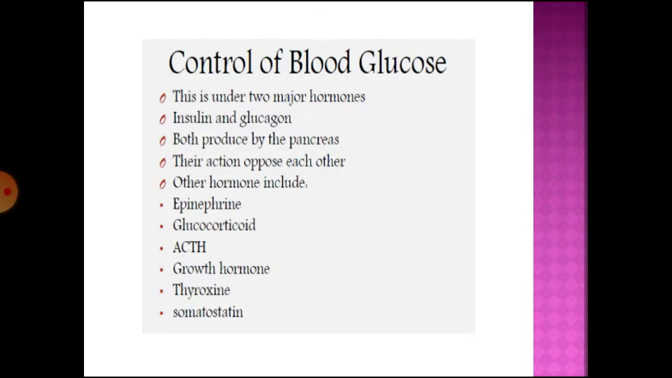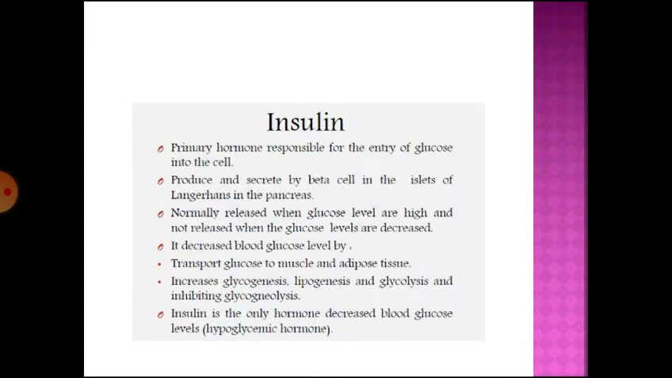The two major hormones, insulin and glucagon, are both produced by the pancreas. These are the main two hormone actions, and their actions are opposite to each other. Other hormones include epinephrine, glucocorticoids, ACTH, growth hormone, thyroxine, and somatostatin.